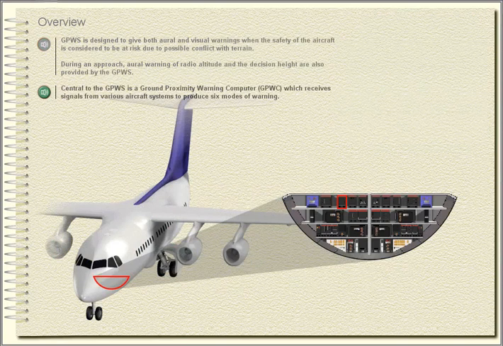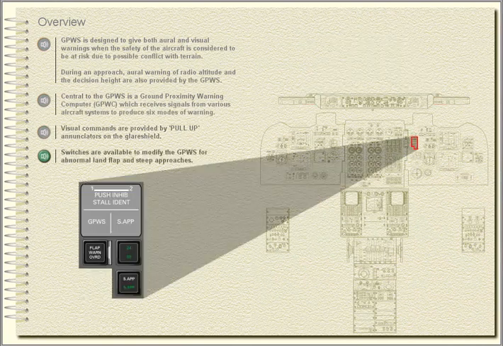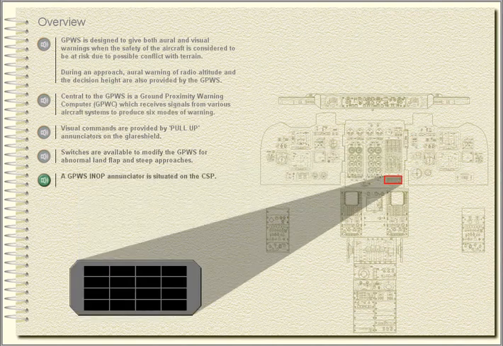Central to the GPWS is a Ground Proximity Warning Computer, GPWC, which receives signals from various aircraft systems to produce 6 modes of warning. Visual commands are provided by pull-up annunciators on the glare shield. Switches are available to modify the GPWS for abnormal land flap and steep approaches. A GPWS inoperative annunciator is situated on the central status panel.